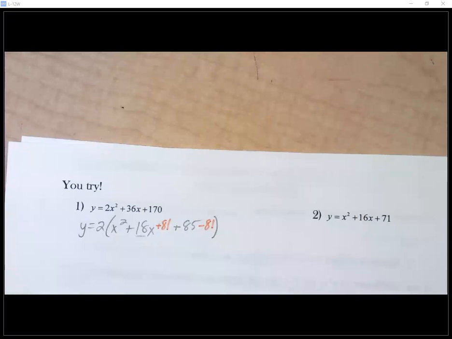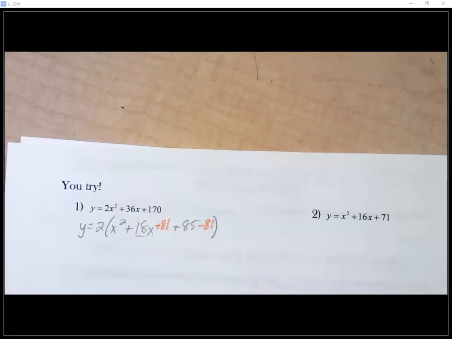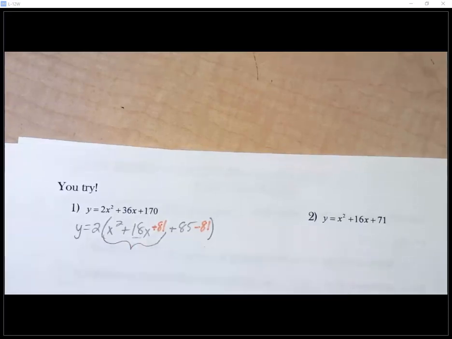Is everybody okay why I'm adding and subtracting like that? Yeah, I'm doing all of this on the right-hand side of the equation. So I can't just randomly add a number to one side and not add it to the other. So the only way to make sure that this is okay is to add it and subtract it from the same side. So they would cancel each other out, but now I've set it up so I have that perfect square trinomial in the front.